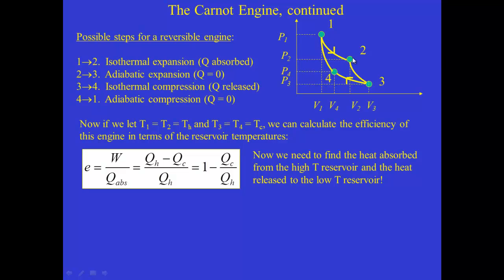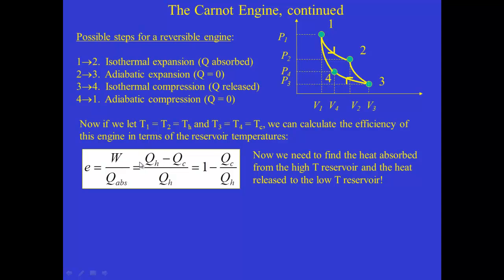So remember that T1 and T2 are the same, and we'll call that TH because that's the high temperature, and that will represent the temperature of the reservoir from which the heat is coming in. And then T3 and T4 are the same because that's also an isothermal step, and we will set those equal to the temperature Tc, the temperature of the cold reservoir, because that's the temperature at which the heat is released from the gas. And so, going back to the definition of efficiency, if we can calculate the net work that's done by the gas in that cycle and divide by Q absorbed, we'll get the answer that we want.